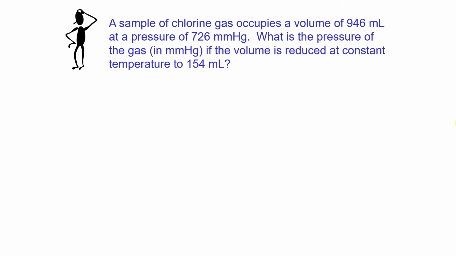Let's say I have a sample of chlorine gas and it occupies a volume of 946 milliliters at a pressure of 726 millimeters of mercury. What is the pressure of the gas in millimeters of mercury if the volume is reduced at a constant temperature to 154 milliliters? Okay, let's write out Boyle's law. It says that the pressure times volume product should be a constant. In other words, P1 times V1 equals P2 times V2.